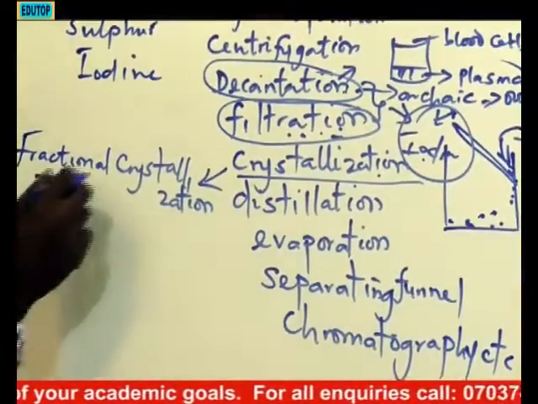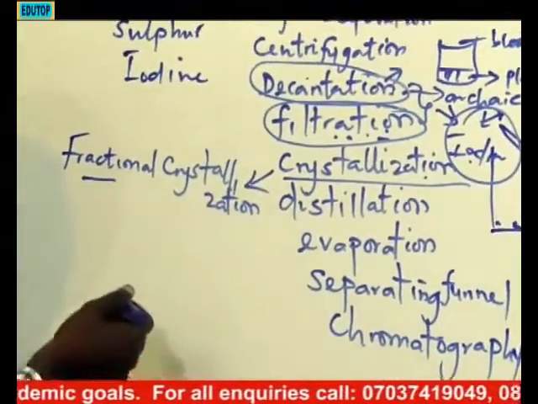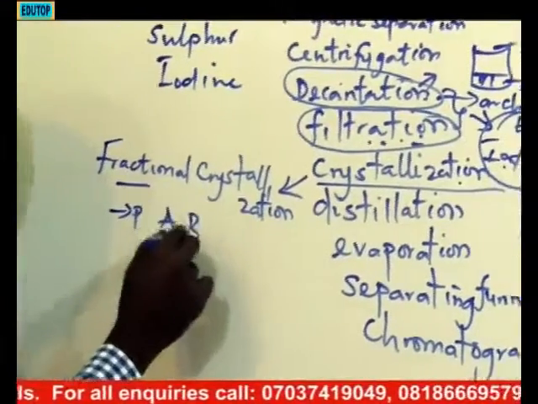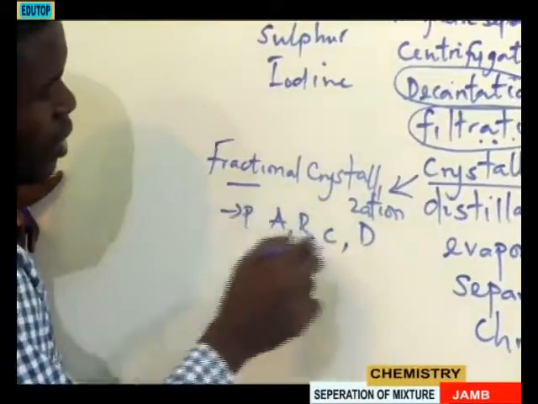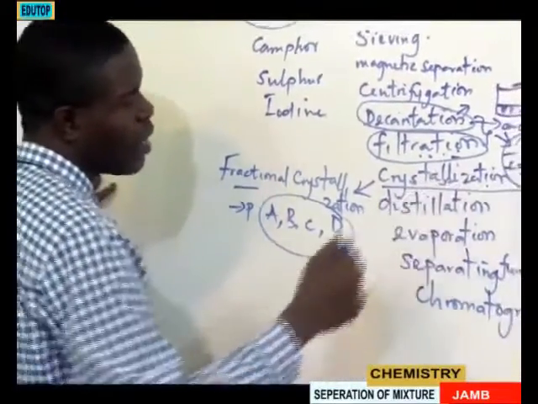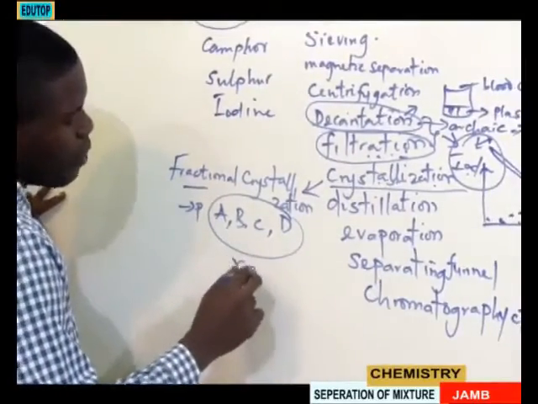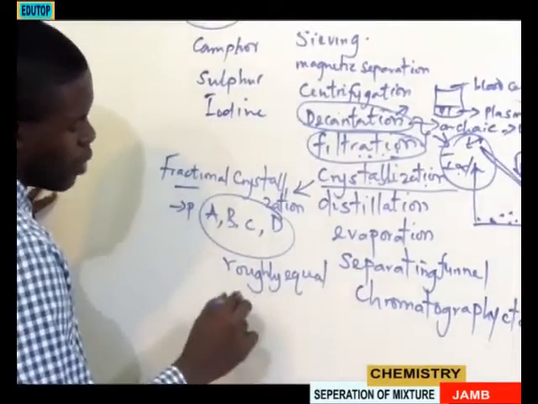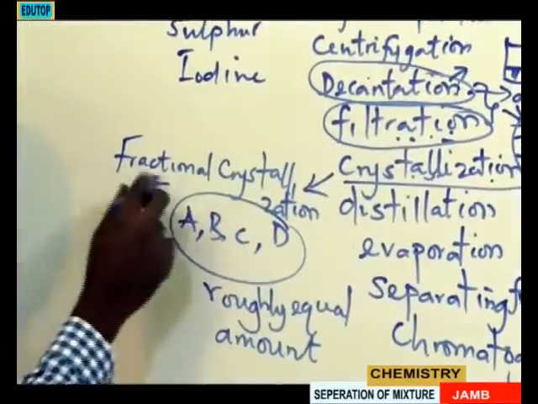So when you have these different crystals in roughly equal amounts in a solution, at a particular temperature, let's say you have crystals A, B, C, D, I can tell you that this crystallization process will fail, especially when they are of roughly equal amount. So the process you need to employ in order to separate these crystals is fractional crystallization.